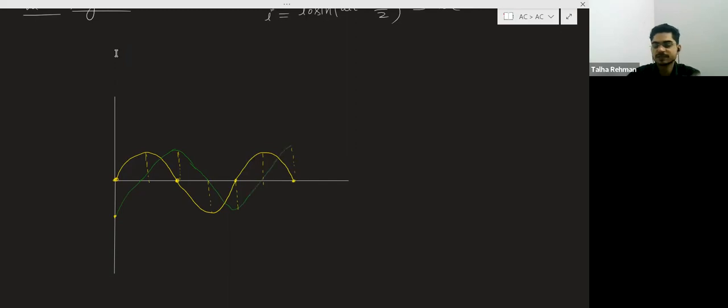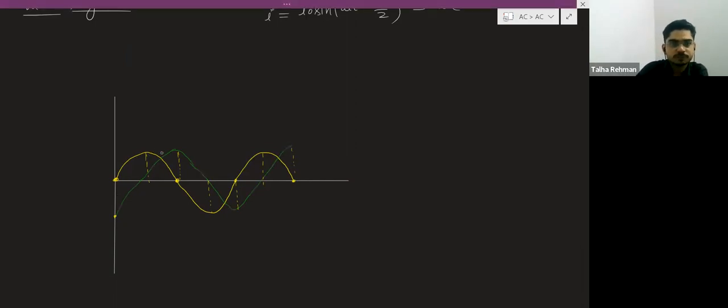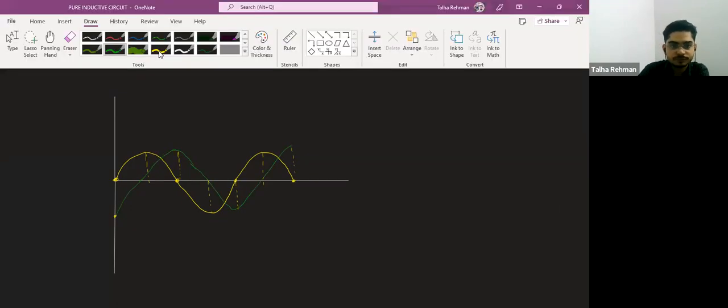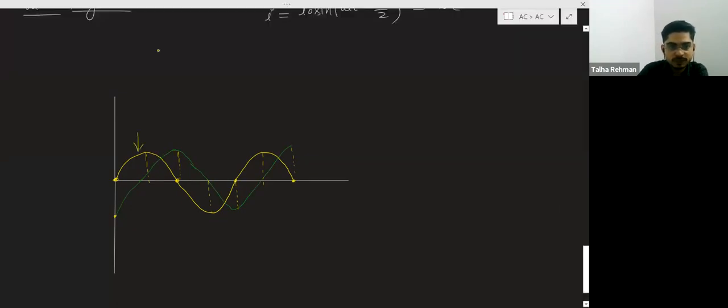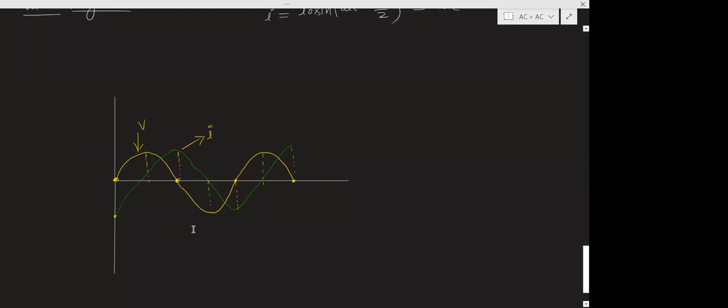This is the kind of graph you will get. Actually, this will be the graph of cos. So this is the graph of the voltage, and this is the graph of the current. Here you can see that there is a phase difference of 90 degrees between the voltage and the current.